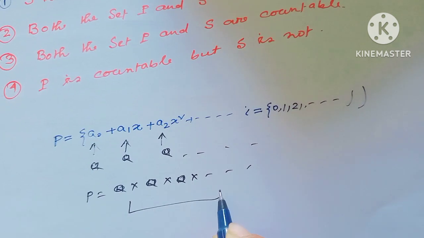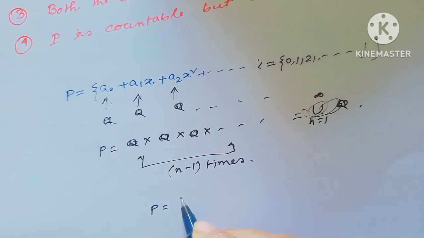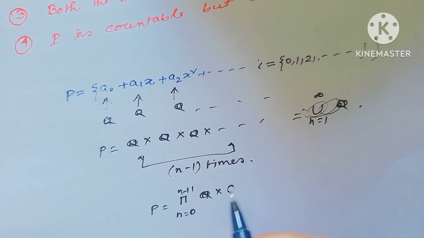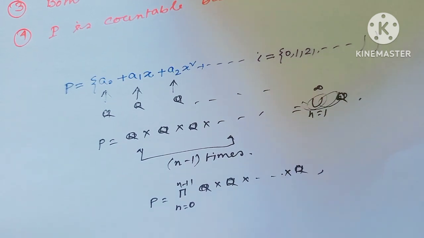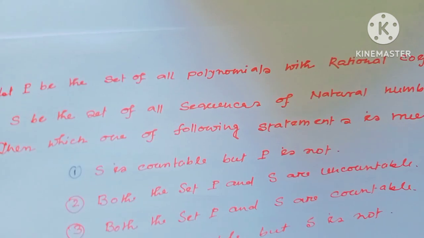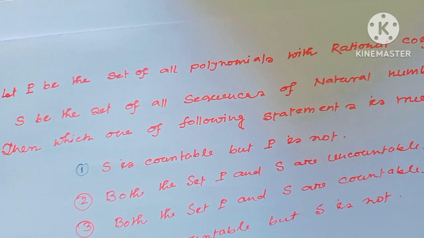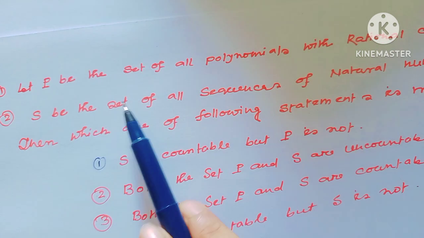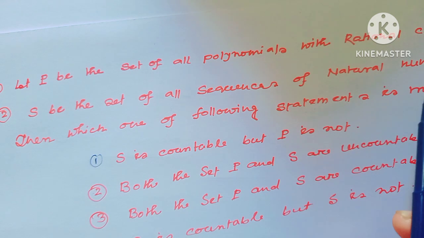This is n minus 1 times. Therefore, P equals the finite product of n equal to 0 to n plus 1, Q cross Q cross Q. In my previous video I had shown that a finite product of countable sets is countable. This type of question I had discussed in my previous video. So P is countable, and S denotes the set of all sequences of natural numbers.